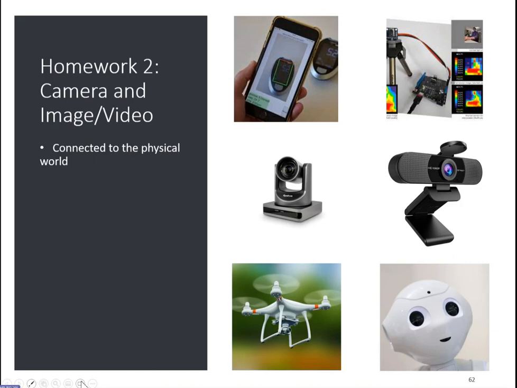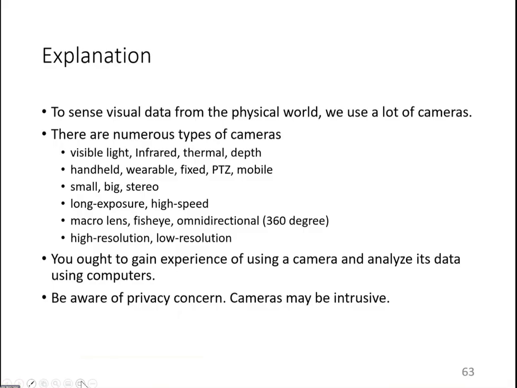So in the second project, I want you to use a camera, or images or videos captured by a camera, to do anything you want. There are many different kinds of cameras. They can sense visible light: infrared camera, thermal camera, or depth camera. For example, Microsoft Xbox Kinect is a depth camera. It tells you the depth of the objects.